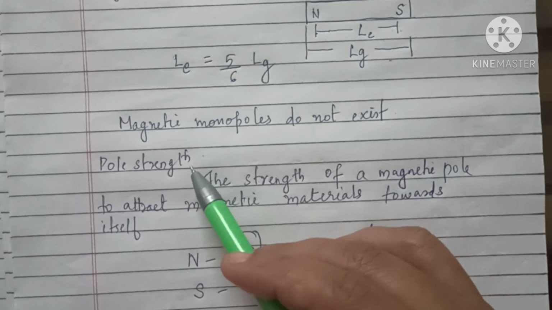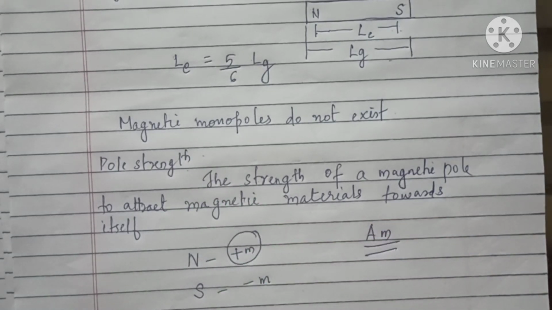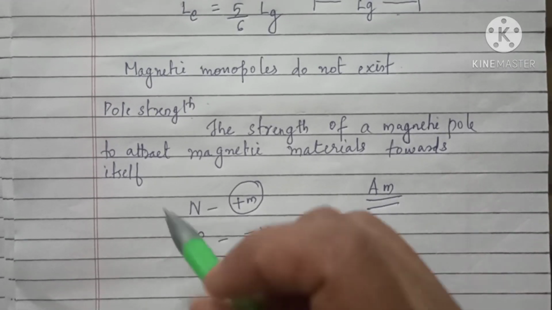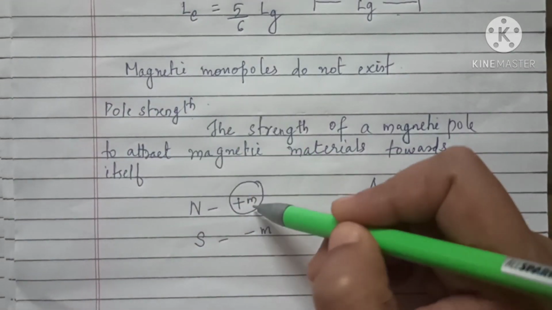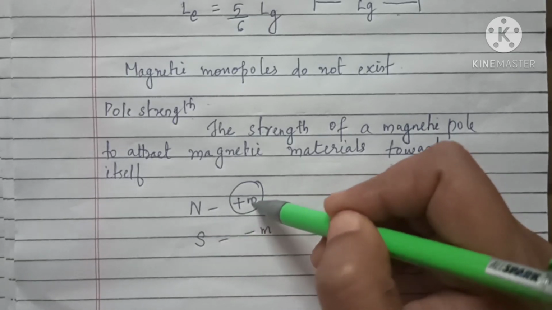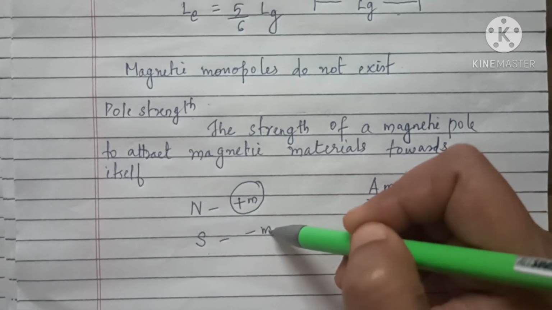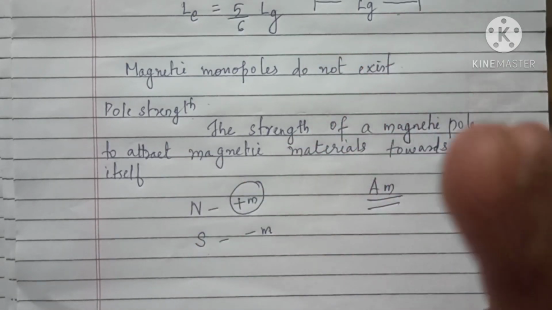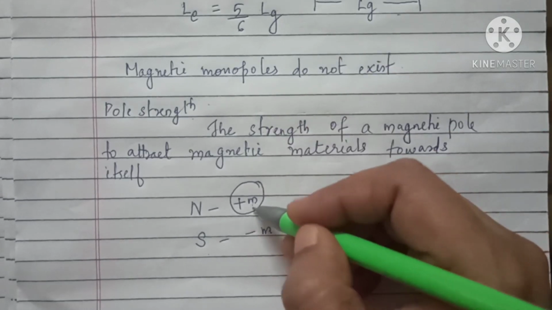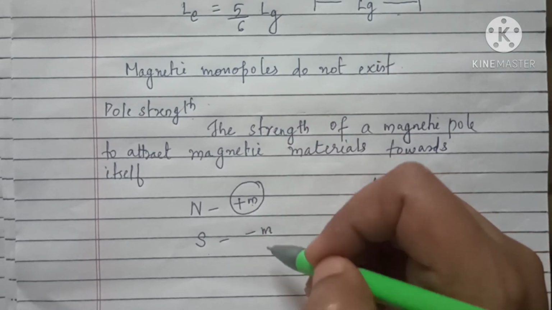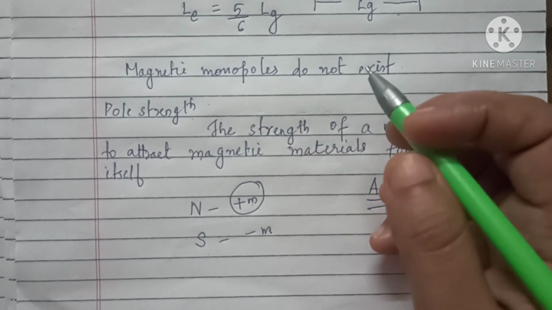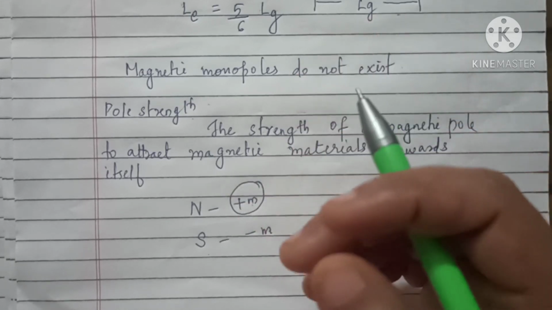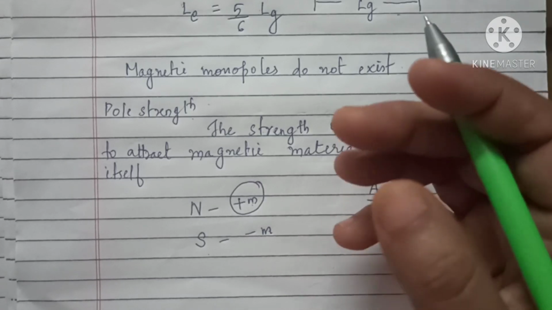Understood? And this pole strength actually depends upon the nature of material and area of cross section of the magnet. So pole strength is represented by the letter m, and for north pole it is plus m, and for south pole it is minus m, and the strength of north and south pole of a magnet is always equal and opposite. Okay, it is plus m and minus m, which means that they are equal but opposite.